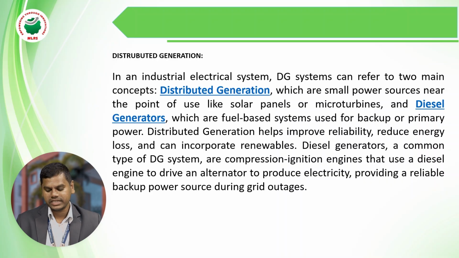Diesel generators are a common type of DG system. They are compression ignition engines that use a diesel engine to drive an alternator to produce electricity, providing a reliable backup power source during grid outages.